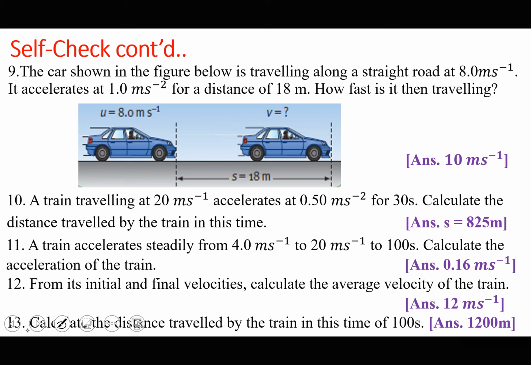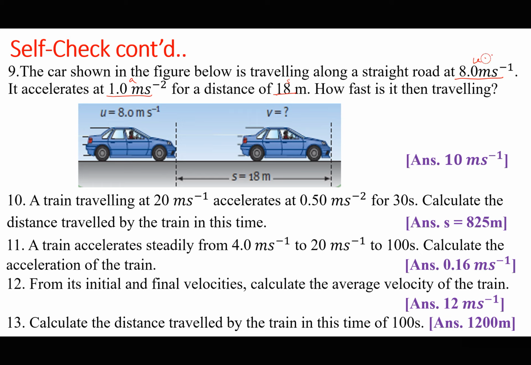The car in the figure below is traveling along a straight road at 8 meters per second. It accelerates at 1.0 meters per second squared for a distance of 18 meters. So this is s, this is the acceleration, this is traveling along a straight road at 8 meters per second. How fast is it then traveling?